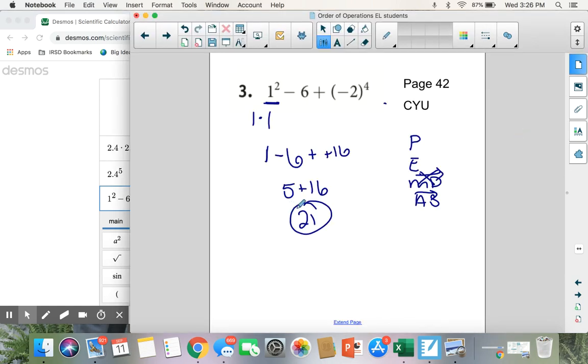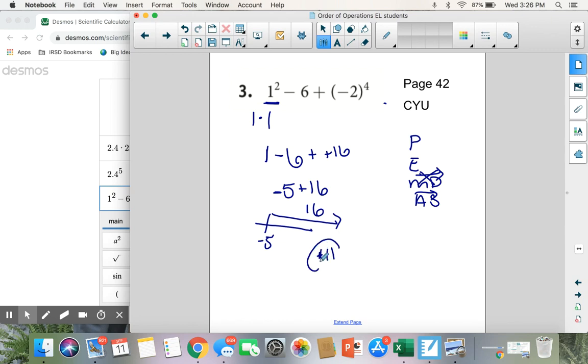Guys, I made a mistake. What mistake did I make? When I did 1 minus 6, what should my value be? It should be negative 5. So this is checking your integer rules. So the negative 5 plus 16, that's not 21. That's my mistake. So if I'm at negative 5 and I add 16, so it should be negative 11.